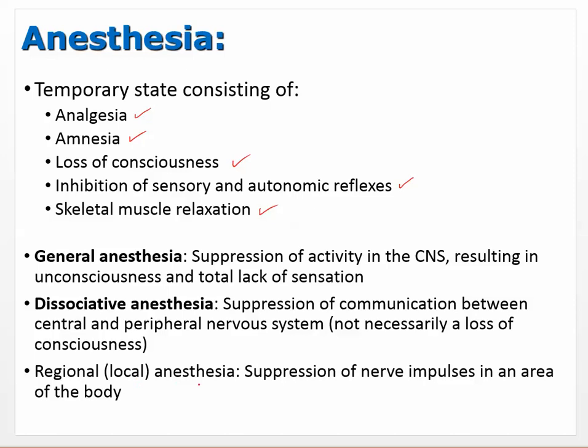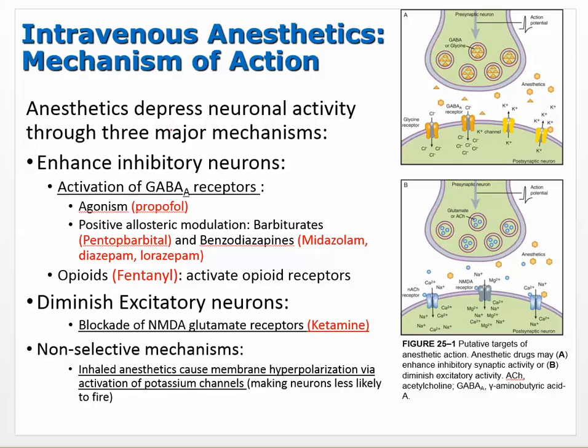And then there's regional or local anesthesia. We're not talking about that here, but that's where it's just suppression of nerve impulses in an area of the body. So the drugs that we're talking about are IV anesthetics, so intravenous anesthetics. The mechanism of action should sound a little bit familiar for most of these. Anesthetics depress neuronal activity through three major mechanisms. They can enhance inhibitory neurons. We've seen that before. So activation of GABA A receptors. Those are our GABA receptors that allow chloride into the cell that we've been talking about. So there can be agonists that do that, which is what the drug propofol does.